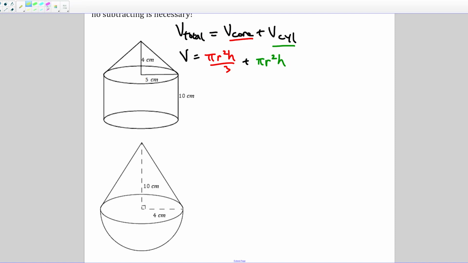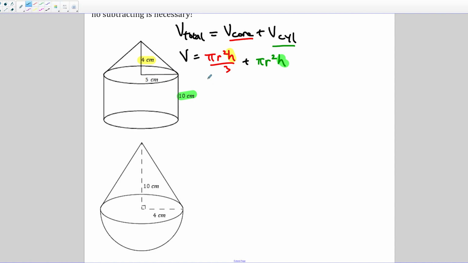Now, the only tricky part about finding the volume of these is keeping in mind that the heights of certain objects are going to be a little bit different. So in this case, the height of the cone is going to be 4 centimeters, and then the height of the cylinder is 10 centimeters.